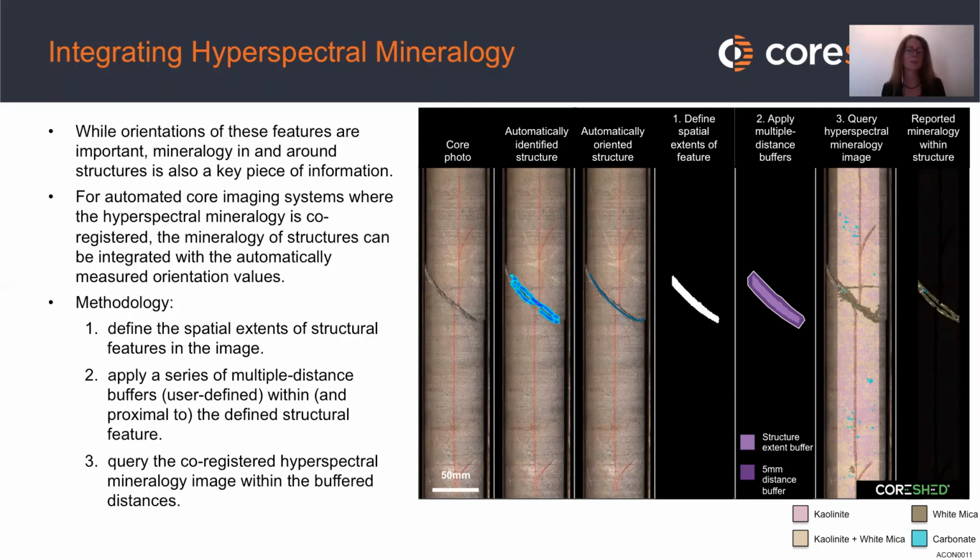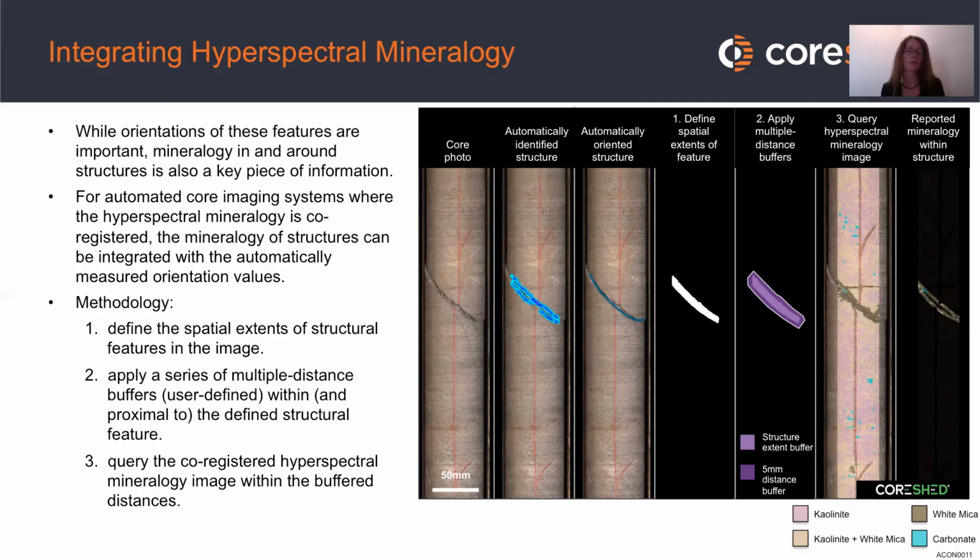So in that center panel with the white pixels, you'll see this defines the extent of the structure that's been identified in this image. The next step is to apply a series of multiple distance buffers, both within and around the defined structural feature. And this is at user-defined intervals. So in the example, you can see we have light purple pixels that represent the extent of the structure. We have darker purple pixels, and this represents a 5mm buffer moving away from the structure that's been identified.